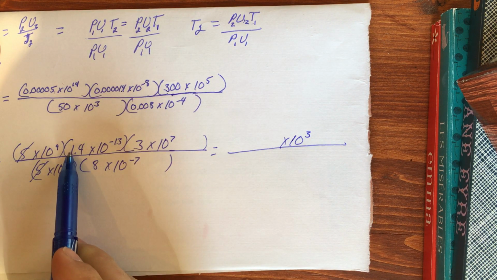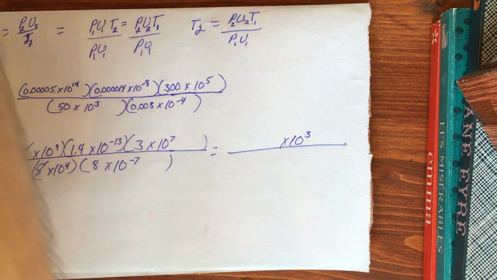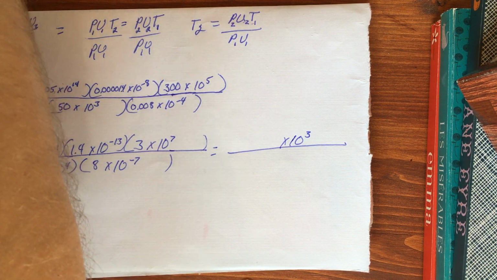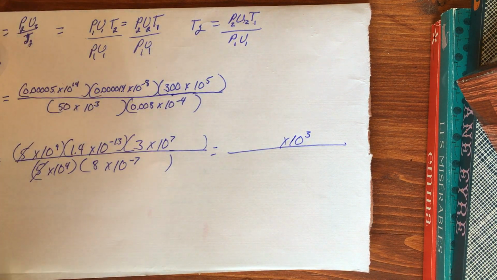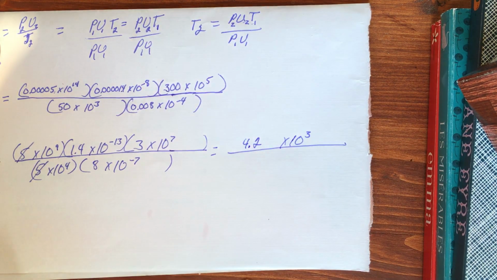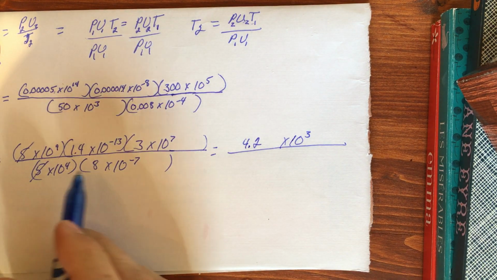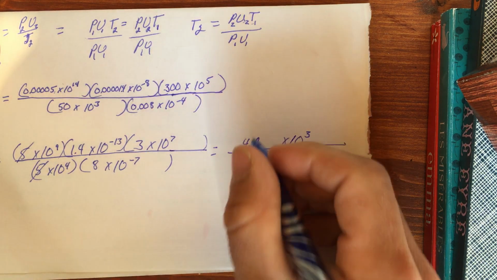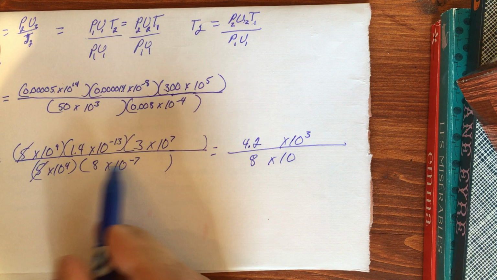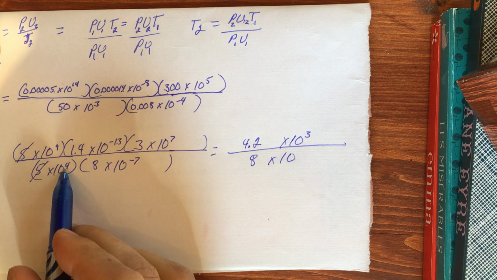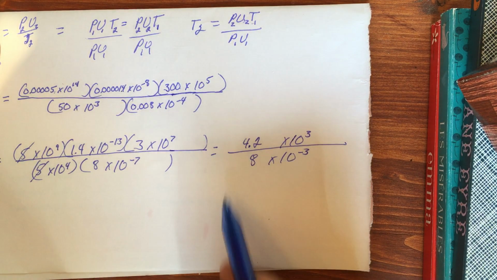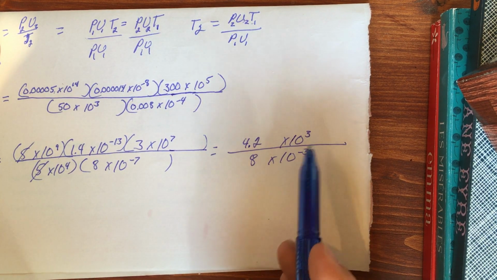And then here we go. 3 times 1.4. I've got a calculator right here. I'm going to work it. 3 times 1.4 equals 4.2. So 4.2 times 10 to the 3rd power. And on the bottom, all we have out in the front is 8 times 10 to the, and we've got negative 7 plus 4 gets us a negative 3. Okay, we're not quite finished. We need to simplify it just a bit further yet.